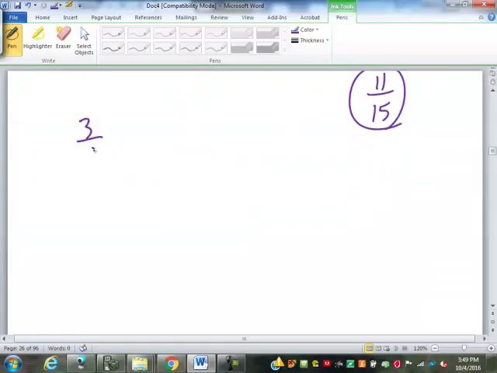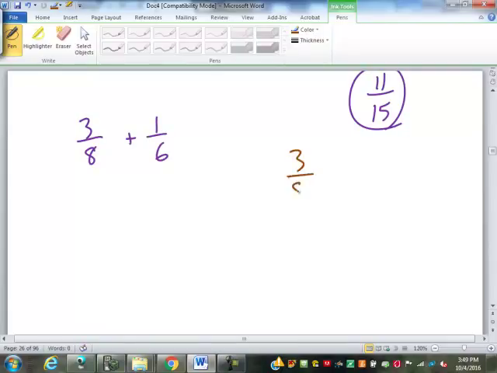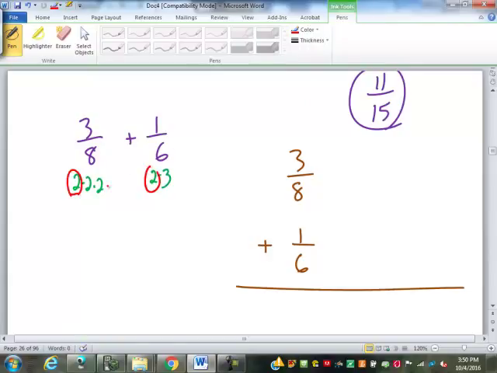So if I have 3/8 plus 1/6, we're going to do the same thing. Least common denominator. Well, let's go ahead and factor these out. 2 times 2 times 2 for the 8. 2 times 3 for the 6. They have a 2 in common. What's the 8 need? 3, right? Then 3. And of course the 6 needs 2 more 2's. Multiply that out, you get 24 is our least common denominator.